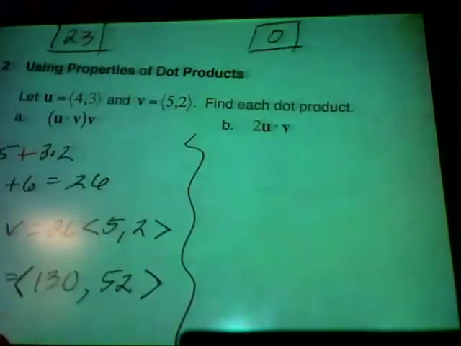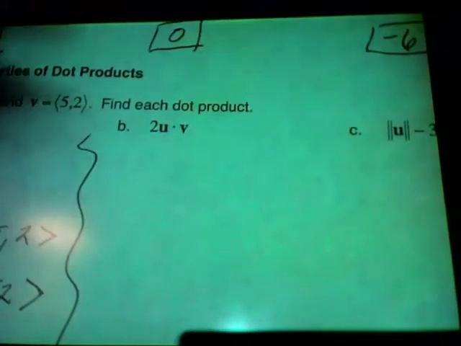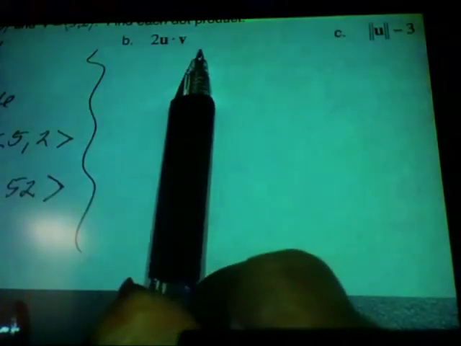All right, so let's try 2u times v. So I've got scalar multiplication with a dot product. Now you have a choice here. You could do u times v, and that'll give you a scalar, and then you can just multiply that scalar by 2. Or you can multiply 2 into the u. I'm going to go ahead and do it that way because that's what they've got there.